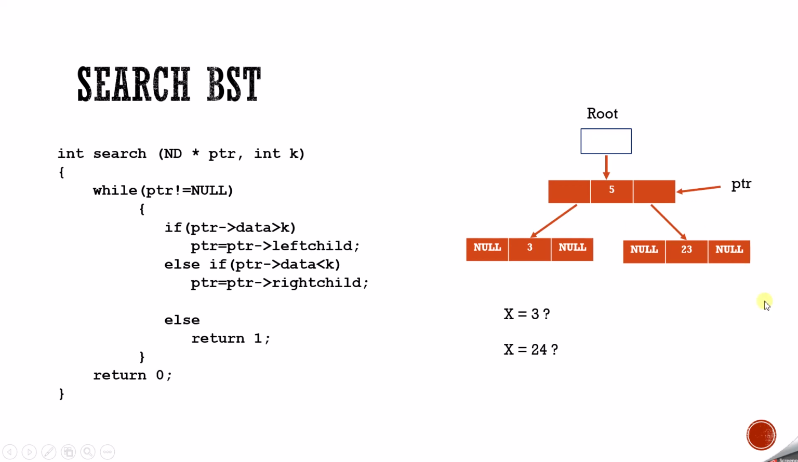Now once it comes to 23, since PTR is not null, again it will go inside. Now my PTR arrow data is 23 and the value that I would like to search is 24. Obviously the else if condition will be satisfied, that is 24 is greater than 23. So it will execute PTR equals PTR arrow right child. PTR arrow right child is how much? Null. So I am assigning null to PTR. So when I iterate, PTR will become null, and it will not execute the while loop. It will come out and execute the last line, that is return 0. Return 0 means the search is unsuccessful. That means 24 is not present in that tree.